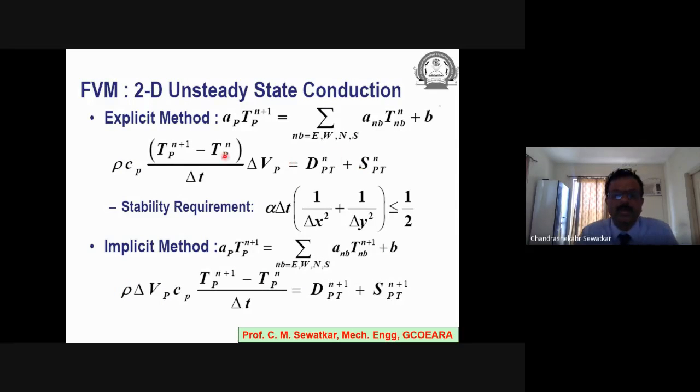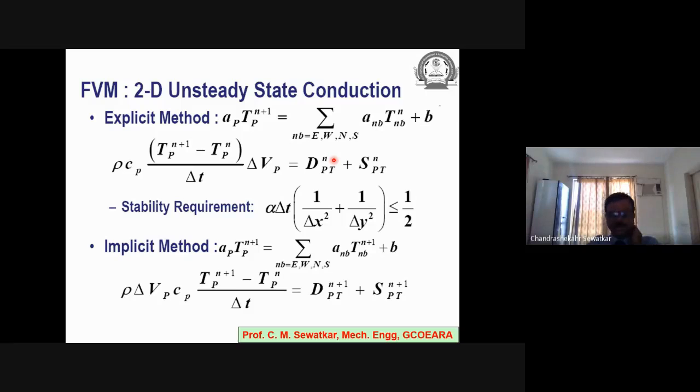So in this methodology, the explicit methodology, I write one equation, I have one unknown. I write a second equation for the second cell center, I have one unknown. I have a third equation for the third cell center and one unknown. Keep on writing equations and keep on solving those for each. So that becomes an explicit method.